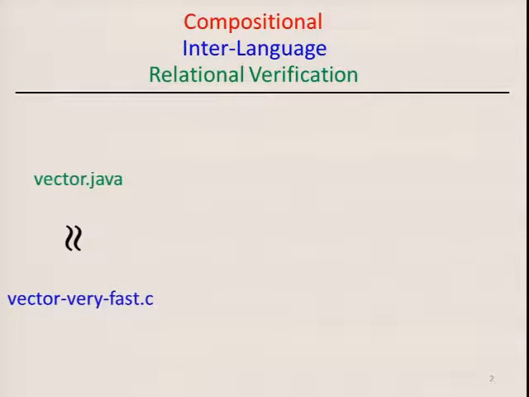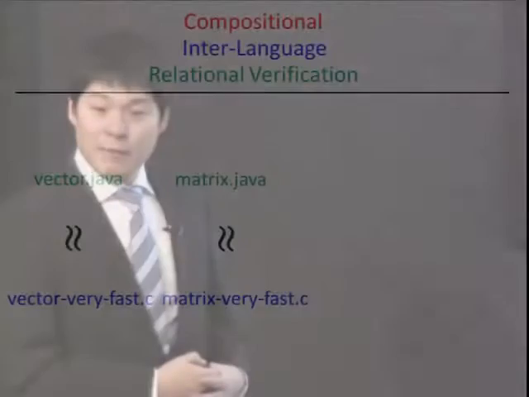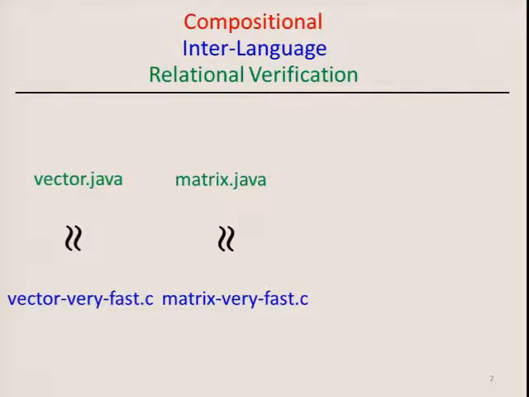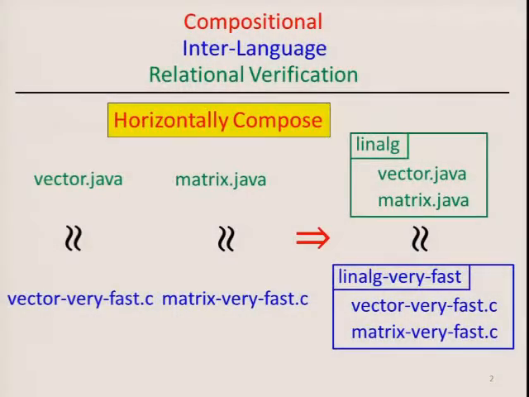This we call vertical compositionality, but there is another important form of compositionality which we call horizontal compositionality. For instance, you can further verify that matrix Java is equivalent to matrix very fast.c. And then you link these files together to get a library in Java and C. So this is a linear algebra library in Java, and this one, linear algebra very fast in C. You verify this one separately, and then compose this equivalence together to get the equivalence between these two libraries, right? That's also not immediate.